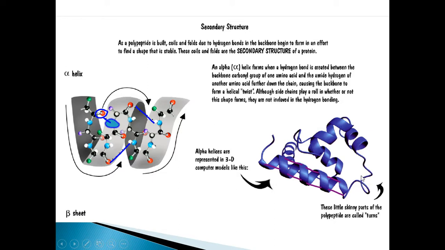That's it. The side chains can play a role in whether the shape forms, but what really determines the formation of the alpha helix is the hydrogen bonding that goes on. Now, when alpha helices form, the side chains generally stick out from the sides. Looks like branches of a tree coming out.